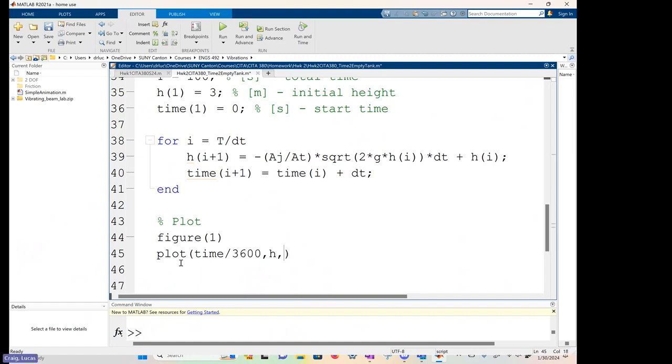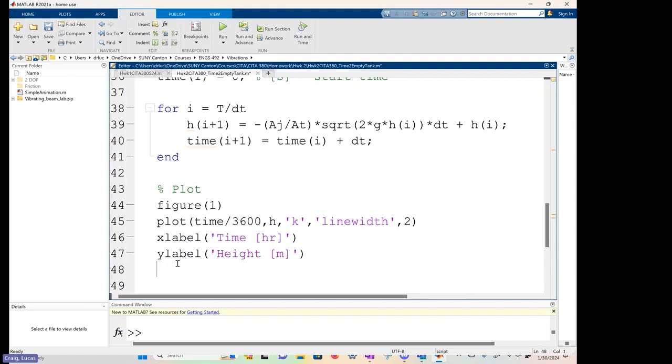And let's make it black with a line width 2. X label is time, this is hours. Y label is height, meters, and we don't worry about the title right now. We can do that later. So once you get this, run it. Let's make sure it works and talk about it.